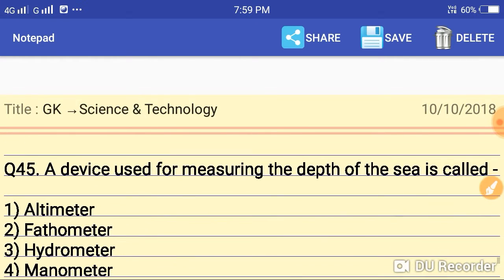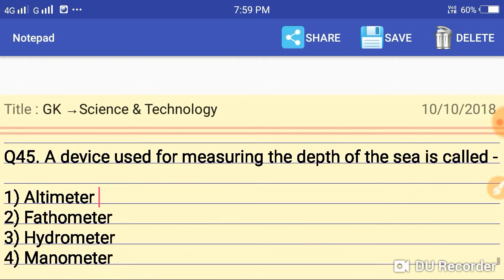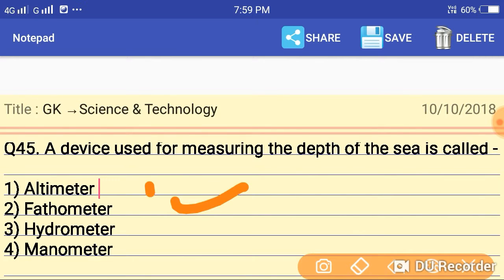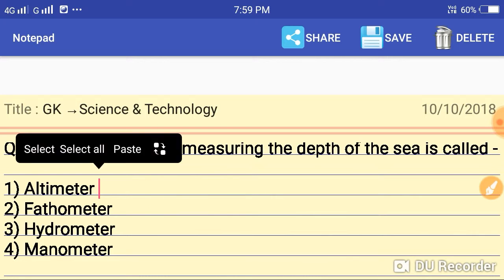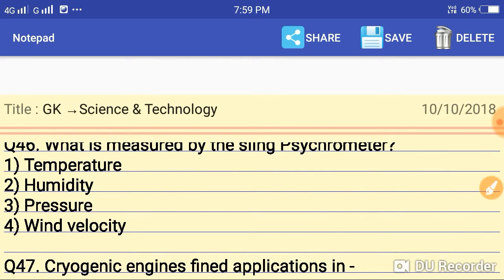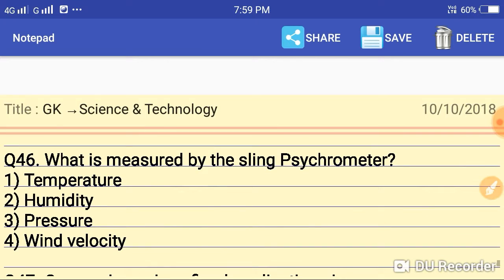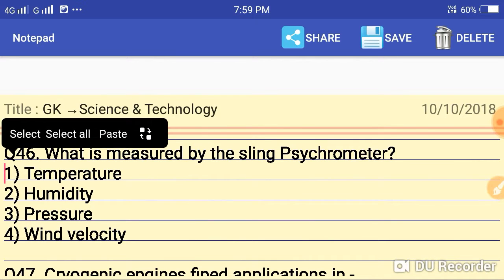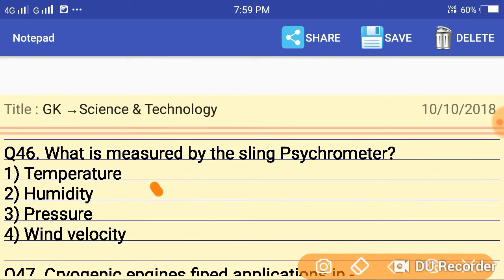Next question is here. A device used for measuring the depth of the sea is called, important question. So 45, right answer is option 2, pedometer. Next question. Question number 46. What is measured by the sling psychrometer? 46, right answer is option 2, humidity.